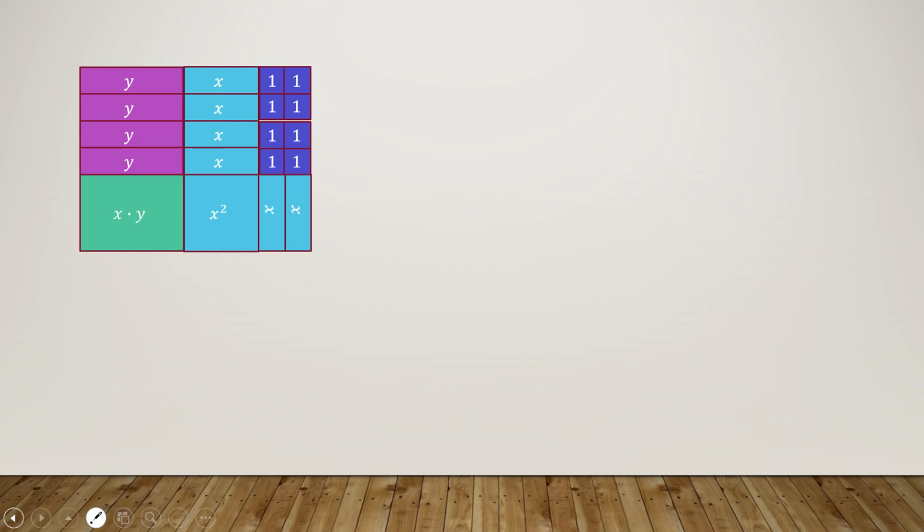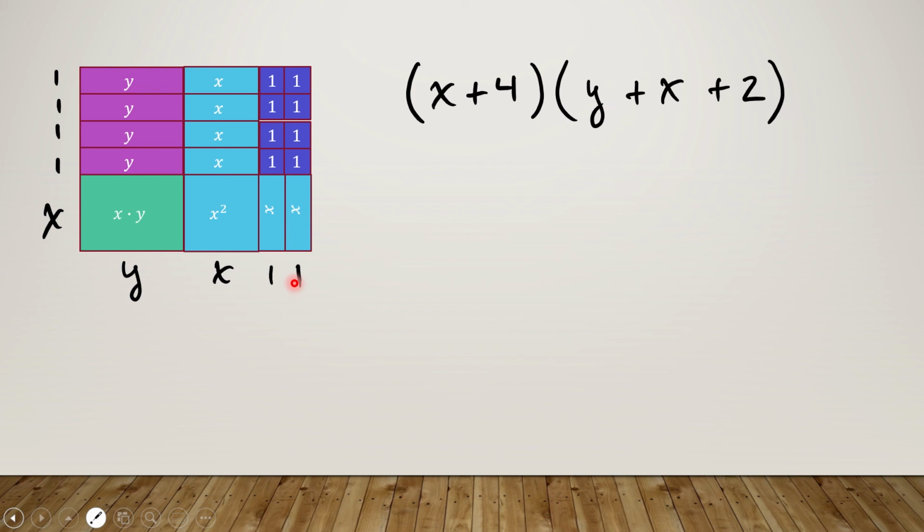So on the side that's off to the left here, we have 4 unit tiles followed by an x tile. So this dimension is x plus 4. And then along the bottom, we have a y tile, an x tile, and 2 unit tiles. So the dimension there is y plus x plus 2.